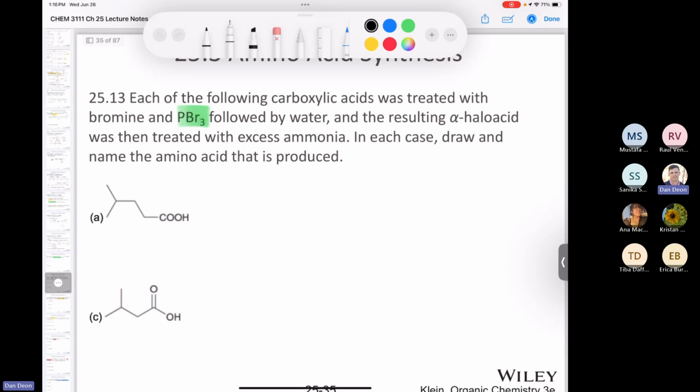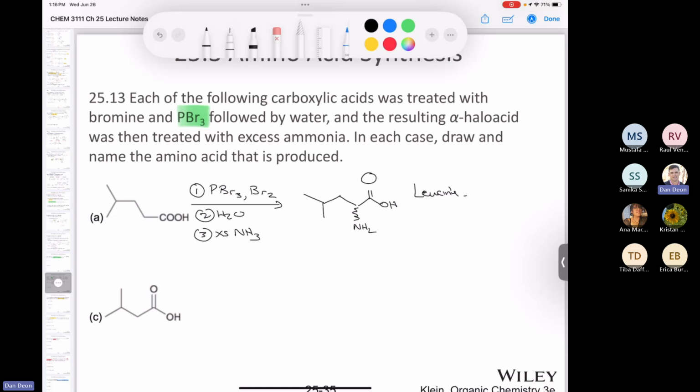So step 1 is going to be phosphorus tribromide in bromine. Step 2 is going to be water. Step 3 is going to be excess ammonia. There we go. So we end up with leucine for the first one. So we got leucine. Okay, and again, that is racemic.